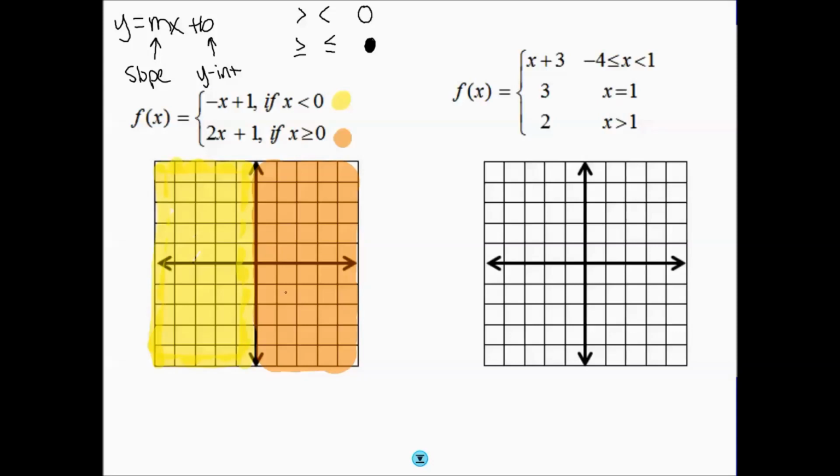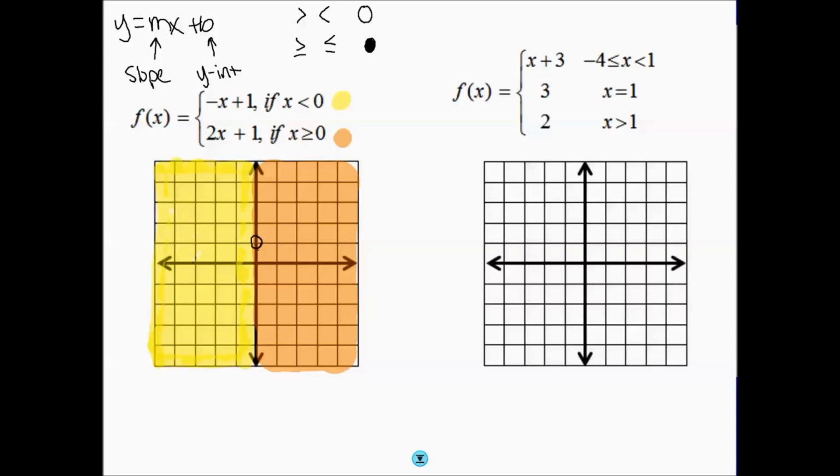Now let's look at how to graph this. The first equation is negative x plus 1. So that means our y-intercept is going to be 1 and our slope is negative 1. But since this says if x is less than 0, I cannot put a dot here on my y-intercept. I need to put an open circle.